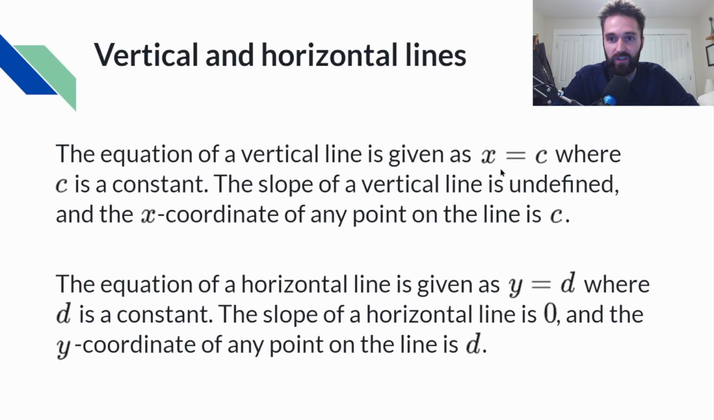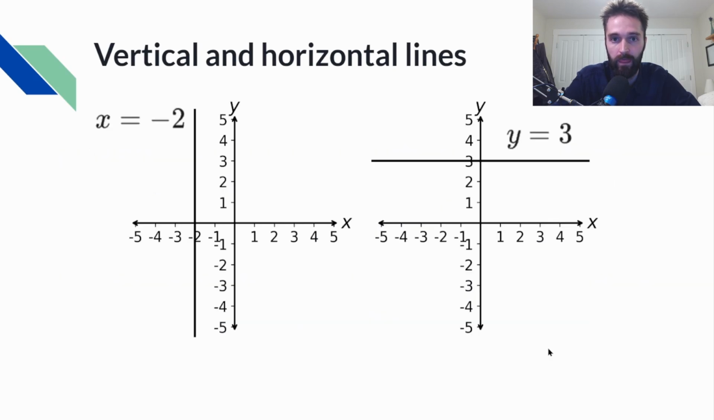So notice the difference between vertical and horizontal lines. All right, for vertical lines, the slope is undefined, and for horizontal lines, the slope is 0. All right, 0 and undefined are 2 different things. It's important to make that distinction. So let's see some examples. All right, here I have the vertical line x equals -2, and here I have the horizontal line y equals 3. What I want to do is perform the vertical line test.